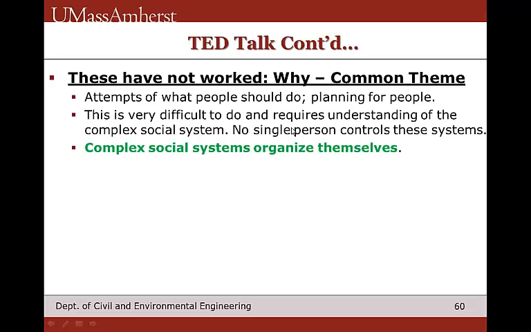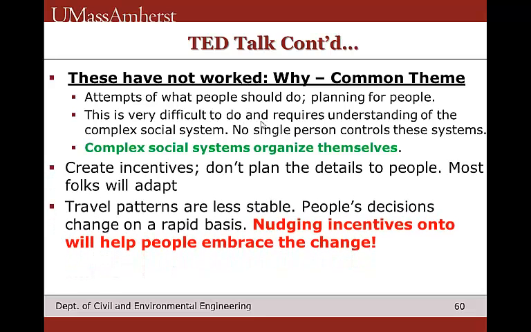It's like the economic market, right? It's up to the market to decide the supply and demand of, say, the price of gasoline or the price of oil, right? So no one person controls it. And these complex social systems, in a sense, organize themselves. And so they create incentives, and they don't plan the details for people. They leave it up to people to plan their trip to the beach, given a certain incentive, right? So an incentive might be, well, one road might be tolled, or there may be more congestion on another road, so people are going to plan their trip on a different route, right? And so you're nudging people, right?